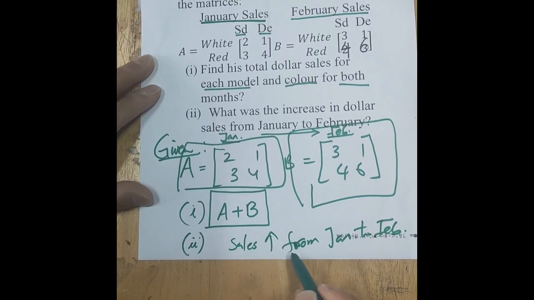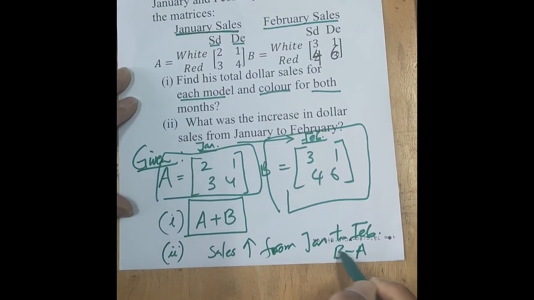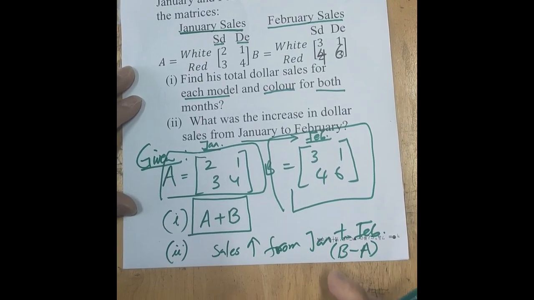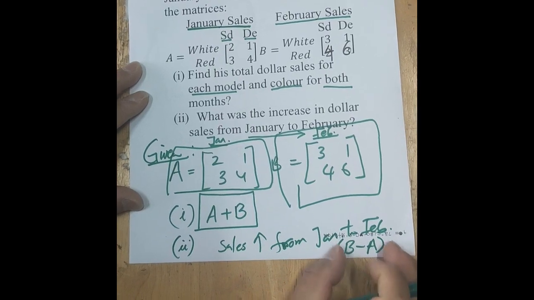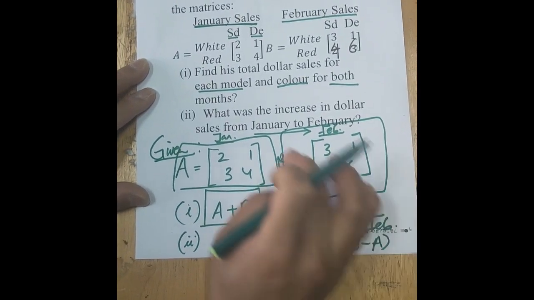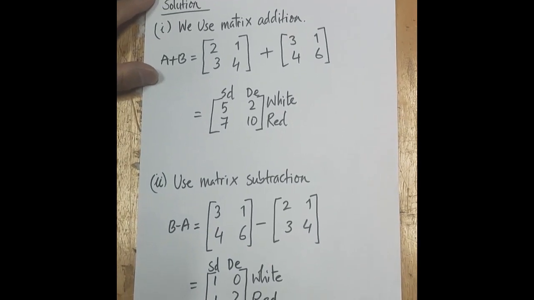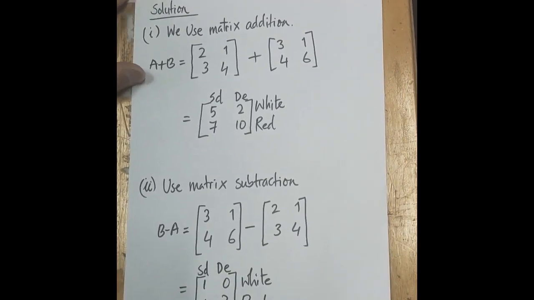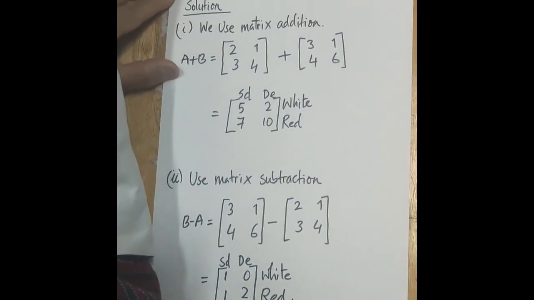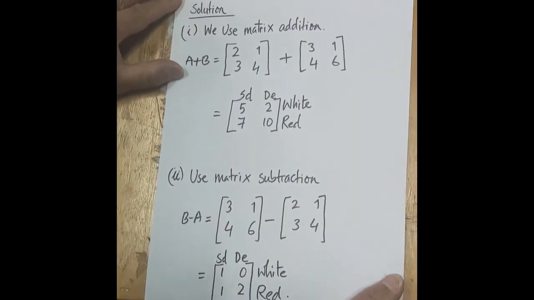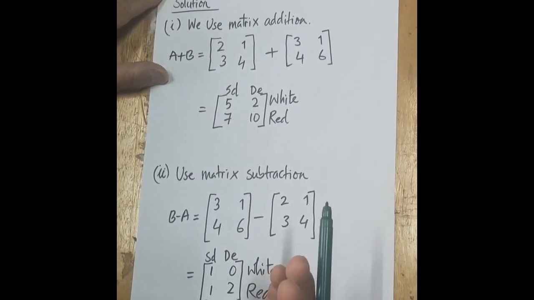Basically, for sub-question 2, you have to find B minus A. You have to find the difference between the matrix B and A, which will be the total increase in sales from January to February. Now, let us go through the solutions. So, as I explained the question before, question part 1 is to find the total dollar sales for the month of January and February.